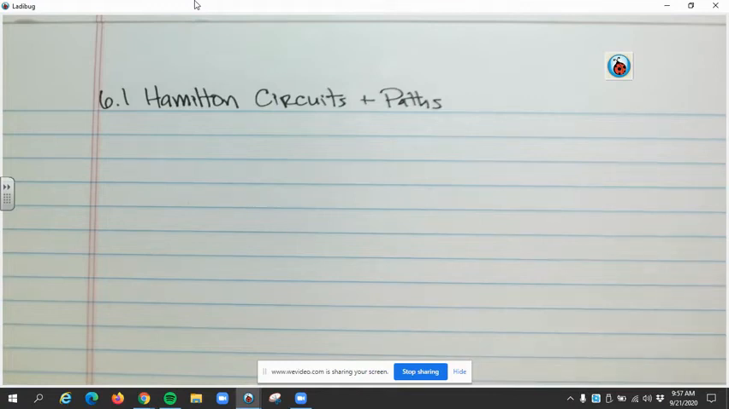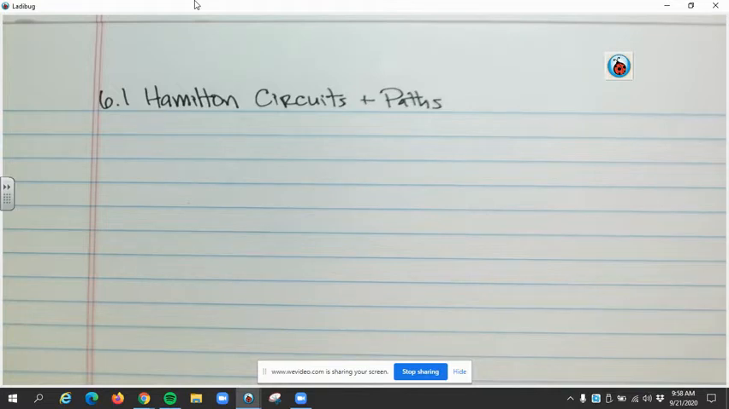Okay, welcome. This is a section on 6.1, Hamilton circuits and paths. The good thing is that this is very similar to the last section we talked about with Euler. If you can do me a favor and write this down at the top of your page. So Hamilton graphs and Euler graphs pretty much look exactly the same. You're going to have the same edges, the same vertices, a lot of the same language.